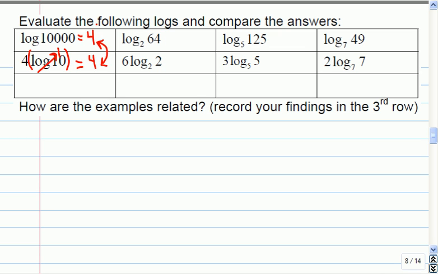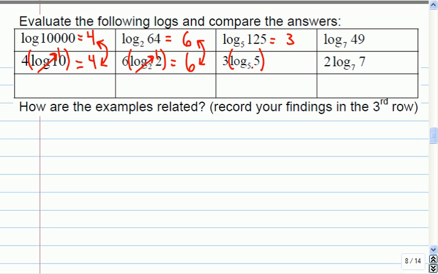Okay. Now, we'll take a look at the next example, log base 2 of 64. Okay. That's the 6th exponent of 2. And log base 2 of 2 is 1, so this is going to be 6 times 1, which is, again, also 6. So these two are also equivalent.